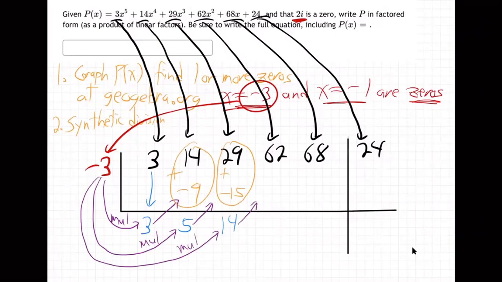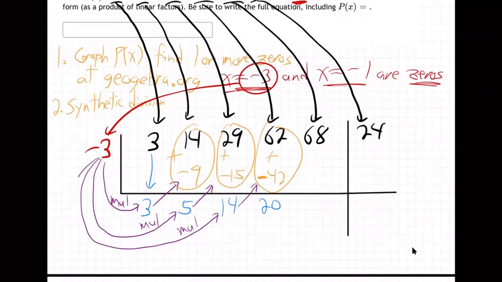Minus 3 times 14, use your calculator if you need to, is minus 42. And then add them up. It's going to be 20. And 2 more here. Again, we're going to multiply. Minus 3 times 20 is minus 60. And then add them up. And this is 8. Last step.